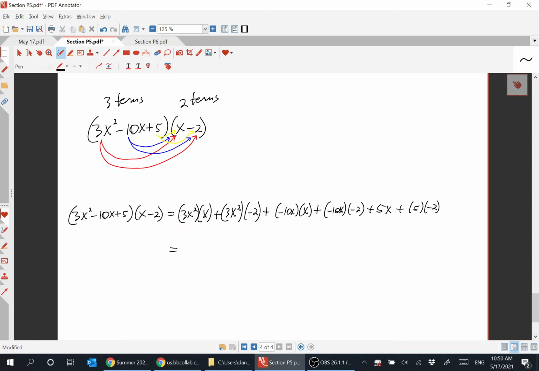So x squared times x is x to what power? X squared, third. x to the third. Plus, okay, well there's no x's there, right? There's just the 3 and the negative 2, so those get multiplied together. So that becomes minus 6x squared. X times x is x squared, so this is minus 10x squared. This is plus 20x. This is 5x minus 10.